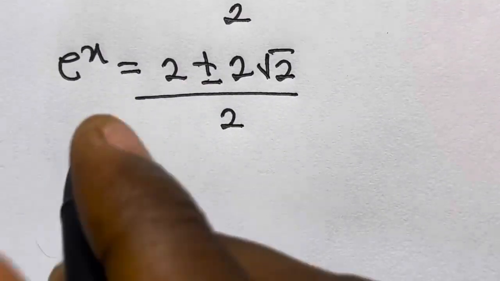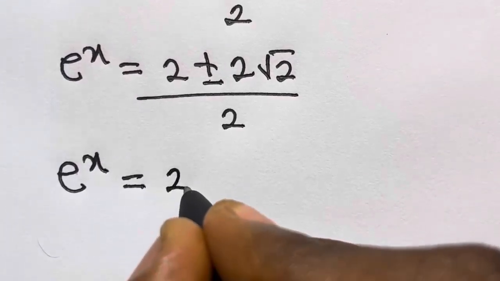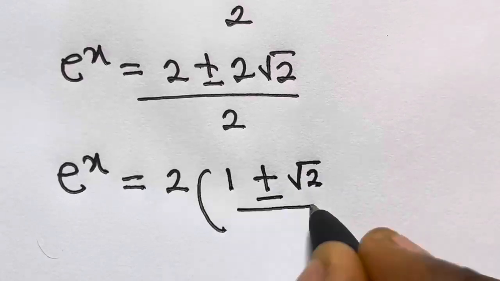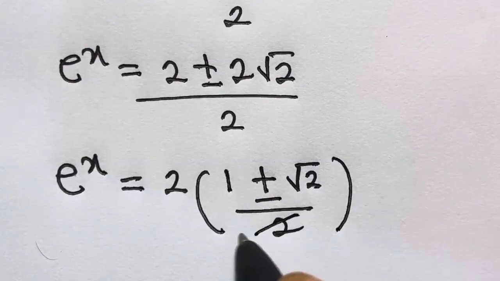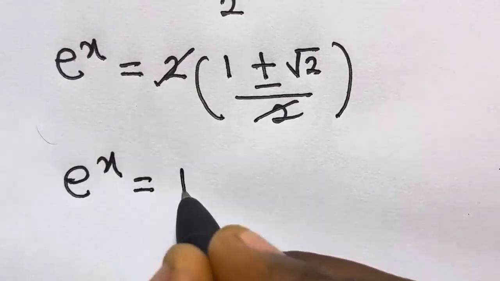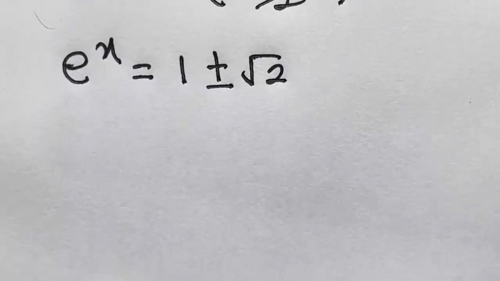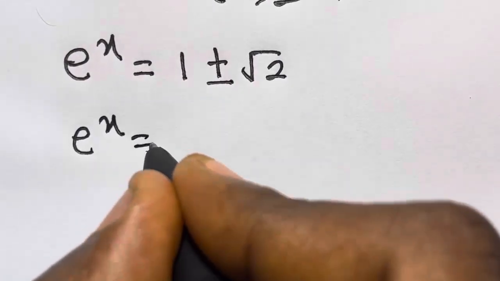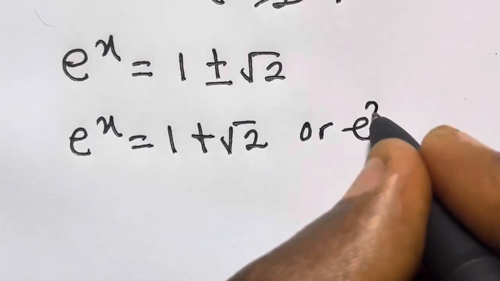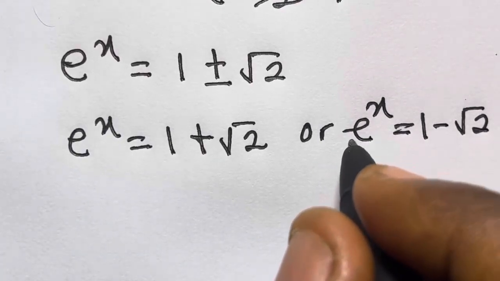We can easily factorize 2 out of here. So we have e^x equals 2 times (1 plus or minus root 2) divided by 2, and we cancel these two. So we have e^x equals 1 plus or minus square root of 2. So this gives e^x equals 1 plus square root of 2, or e^x equals 1 minus square root of 2.